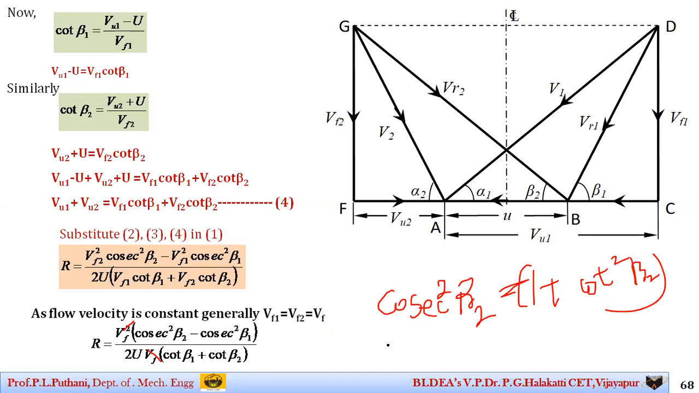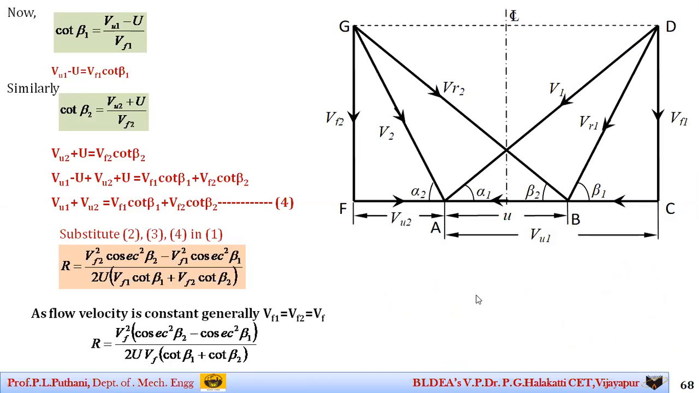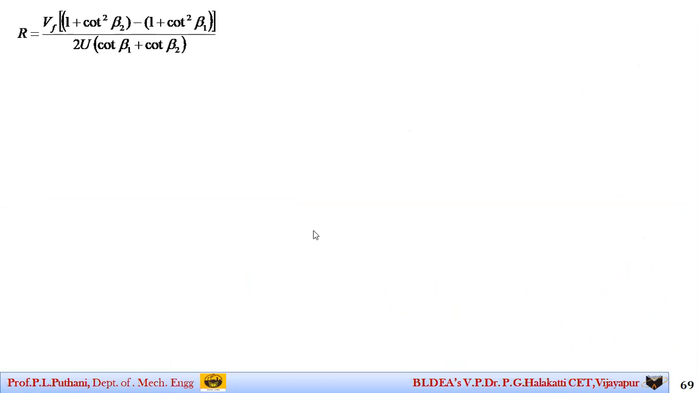Similarly, for cosec square beta 1, I can write it as 1 plus cot square beta 1. With these substitutions in the numerator part of the degree of reaction, I can go for further simplification very easily. So further, we make this simplification: 1 plus cot square beta 2 minus 1 minus 1 plus cot square beta 1. You can see this in the numerator part, which we have done here.